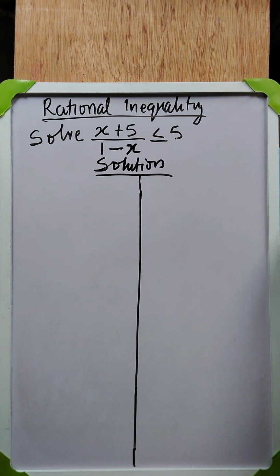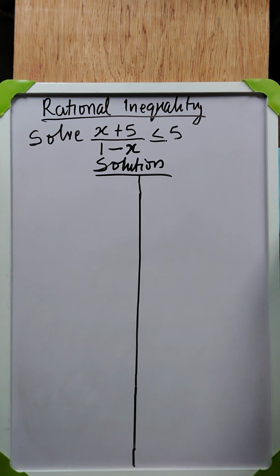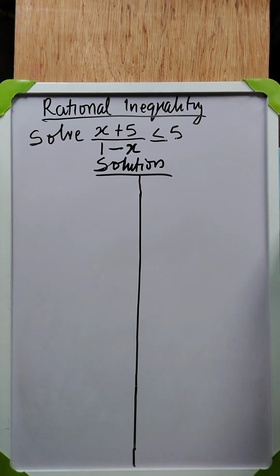All right, let's solve this rational inequality. So we have (x + 5) divided by (1 - x) is less than or equal to 5. If you cross multiply this, you will get only one solution. I think you probably get x is less than 0, which is just one solution.